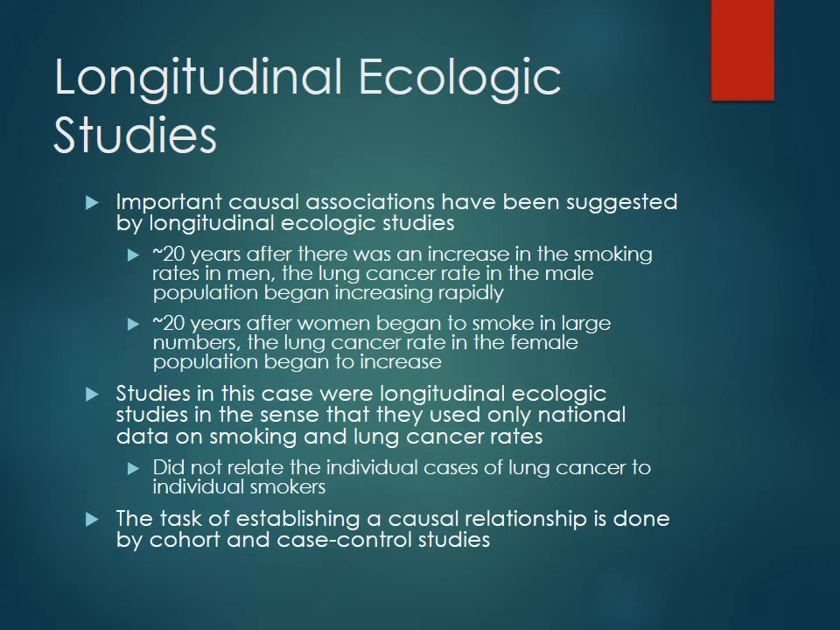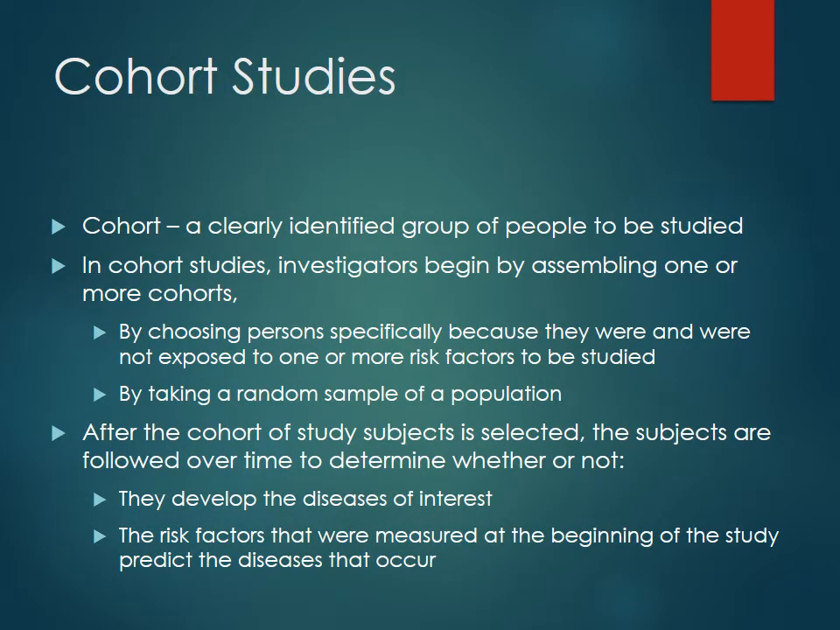The task of establishing that causal relationship is done by using cohort and case control studies. You guys remember what a case control study was? It's retrospective. We're basically starting with who has the outcome that we're looking at, and then we're taking people that don't have the outcome and matching them to those patients to see what we can find, right? Cohort studies are generally more prospective, where we're taking people who have risk factors and then going forward to see who develops an outcome. So a kind of reverse way of thinking for each one of those. Again, a cohort is a clearly defined group of people to be studied.